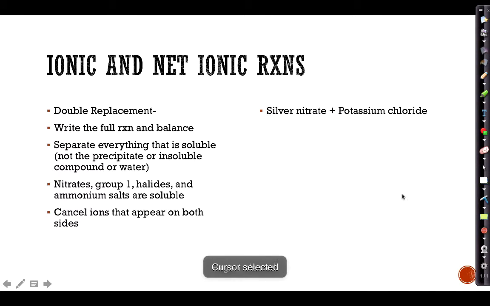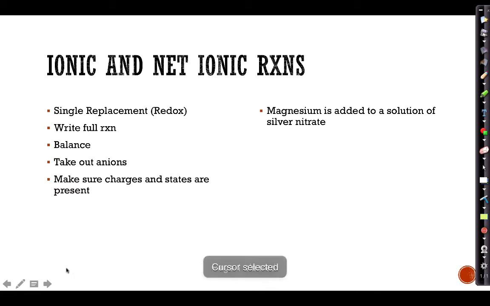All right, let's look at another type of net ionic reaction. Let's look at a single replacement reaction, which is also going to be a redox reaction. So let's write the full reaction here. Magnesium is added to a solution of silver nitrate.